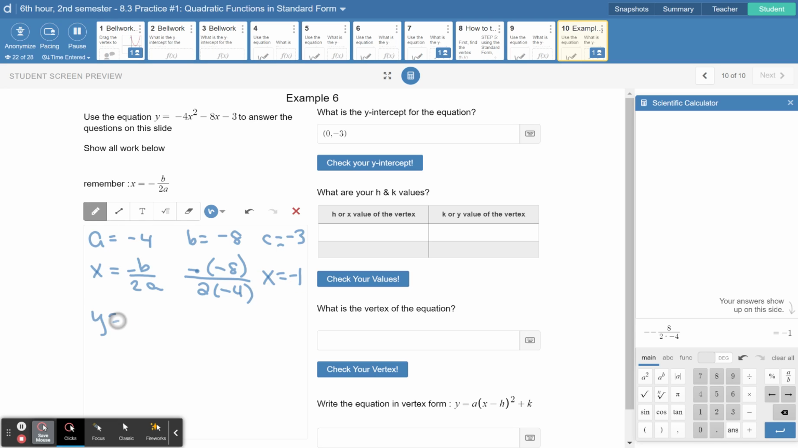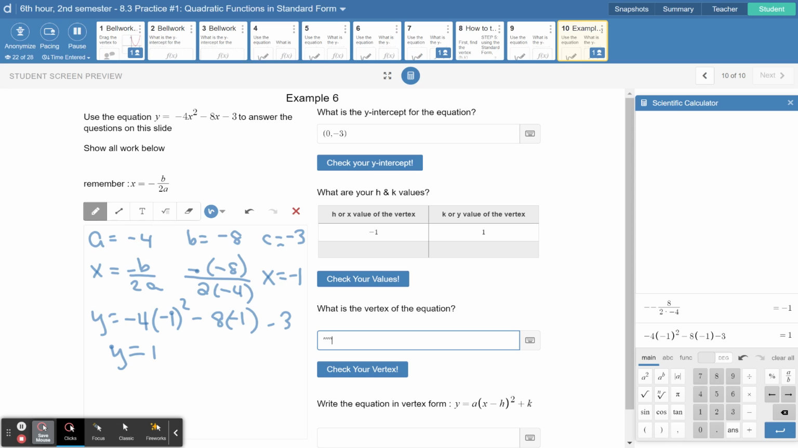Now I'm going to plug that into the original equation. And then I'm going to use the calculator to help me too. I'm just retyping what I just wrote. So the calculator will give me the output of y equals 1. So my vertex would be negative 1 and 1. Negative 1 comma 1.